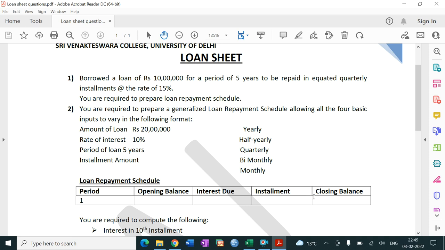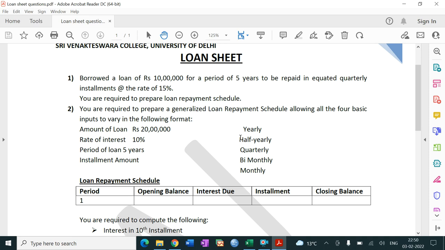But the second question is very comprehensive. Let's read this question very carefully. You are required to prepare a generalized loan repayment schedule, allowing all basic inputs to vary, in the following format. Amount of loan taken, that is 20 lakh rupees, rate of interest, that is 10% per annum, period of loan, that is 5 years, and the installment amount we need to calculate. We have nothing given about the EMI, that means the period of repayment. So the question is silent about it.